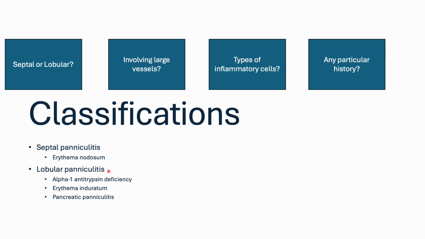And those 4 major ones, I think, are enough for your residency as well as for your AP and CP board exam. Under the septal panniculitis category, the most important one is the erythema nodosum. In the lobular panniculitis, there are alpha-1 antitrypsin deficiency, erythema induratum, pancreatic panniculitis, and there should be lupus in the lobular panniculitis, but I would like to include that in the inflammatory next lecture.